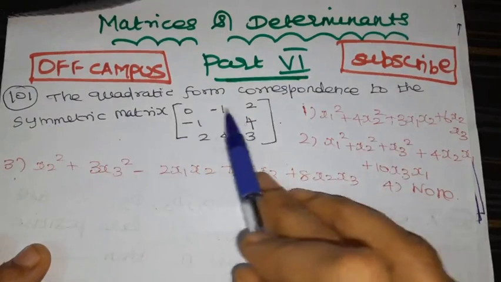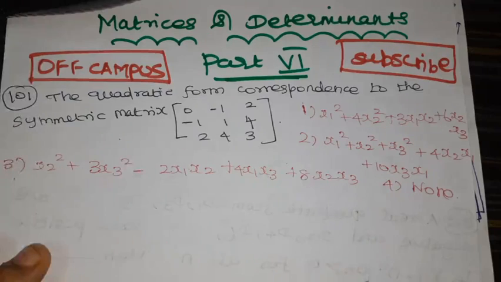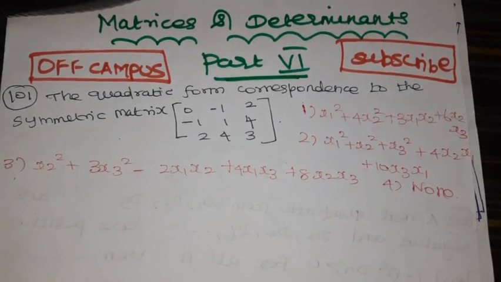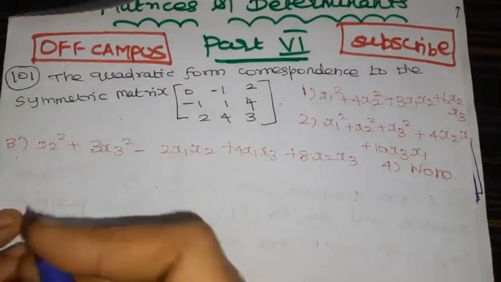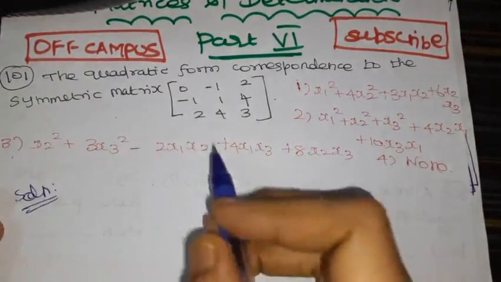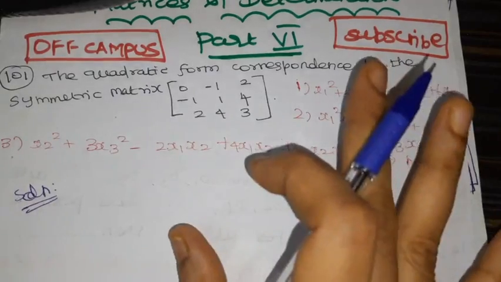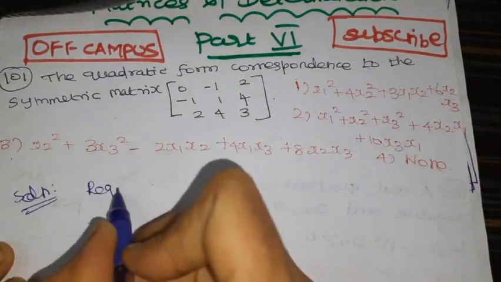101. The quadratic form corresponds to the symmetric matrix. We need to write the quadratic form for the given matrix. So, let's see how to solve this problem. This is the given matrix. Then, what is the required quadratic form?